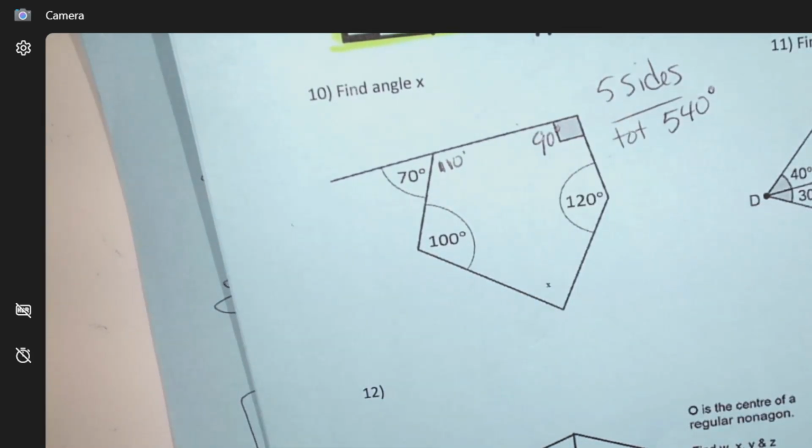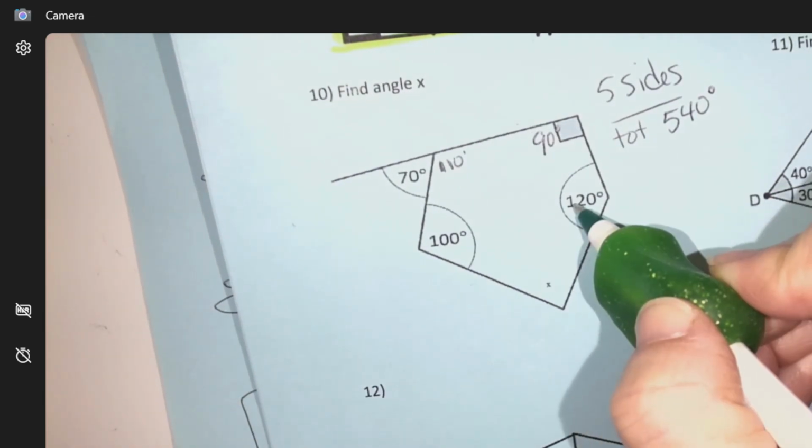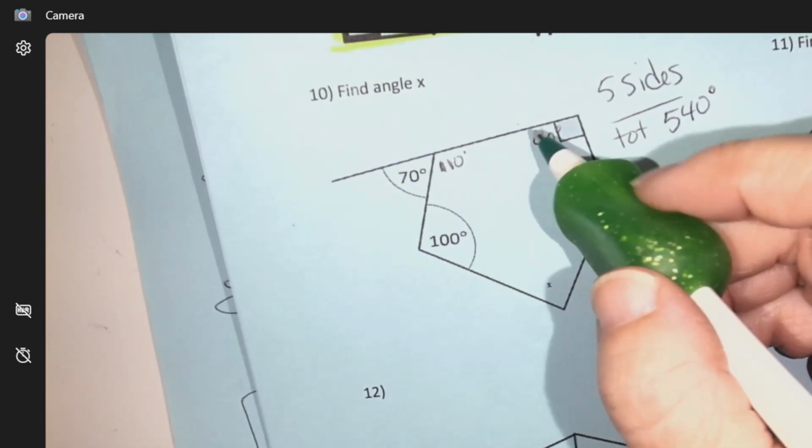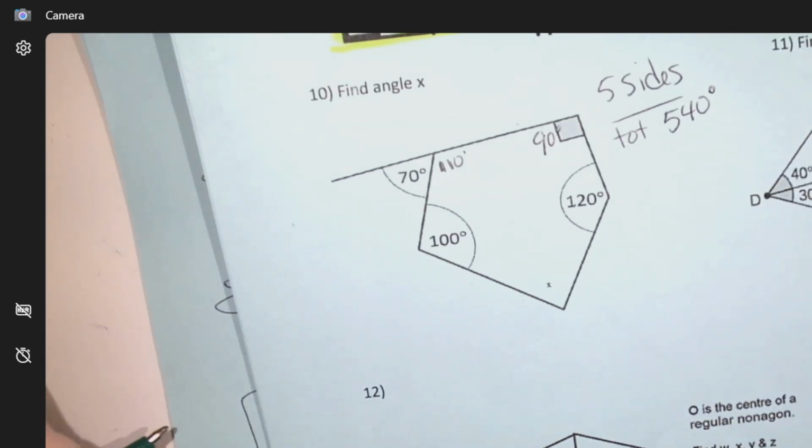Do you guys understand that little symbol with the box is a 90-degree corner? Okay, give me all this added. Add. How much do you have in there right now?